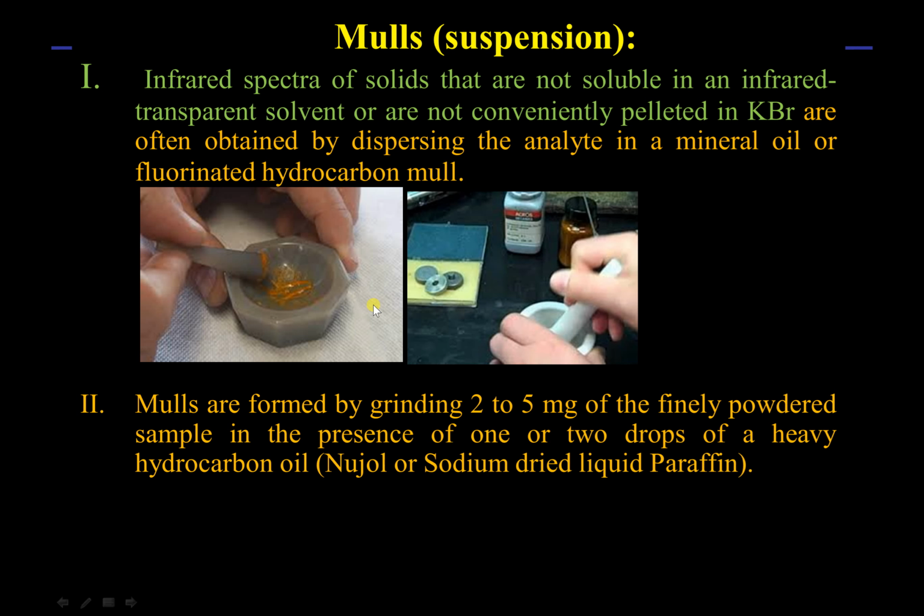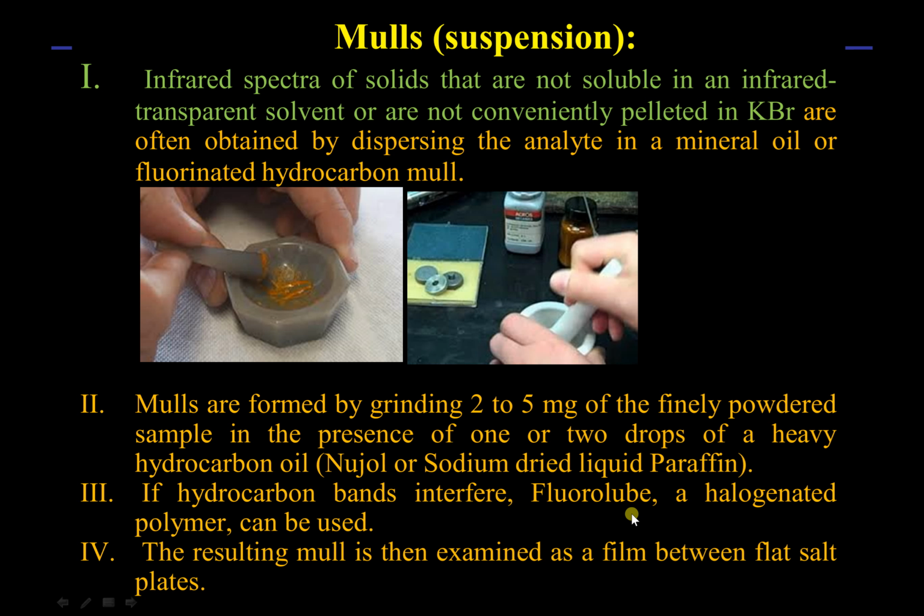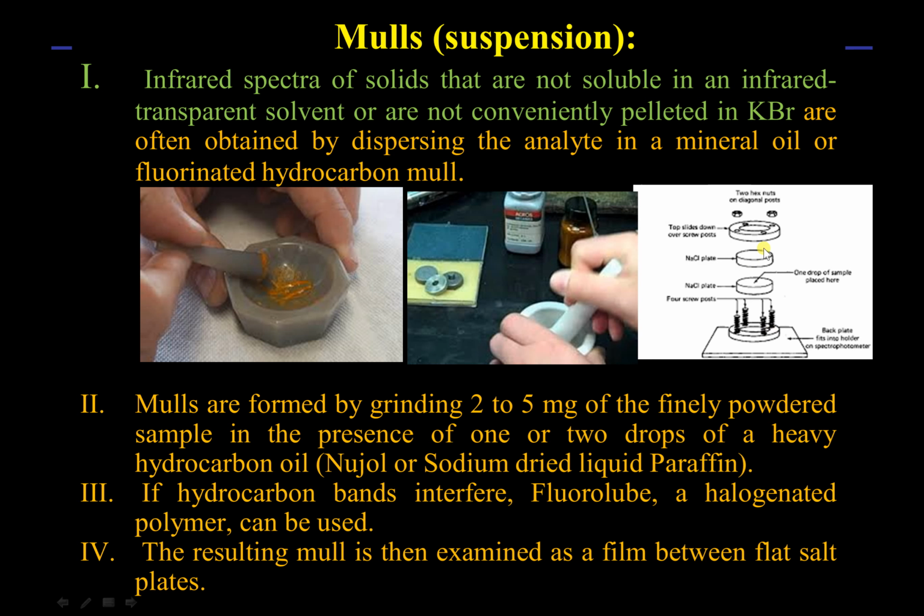By grinding this, if the hydrocarbon bands are interfering, then use a halogenated polymer called Fluorolube, which is a little bit costlier. The resulting mull is then examined as a film between flat salt plates. So this mull is put here, again this plate is put here, and then these two are put inside, and then this plate is bolted over here, and then this entire sample holder is fit in the path.